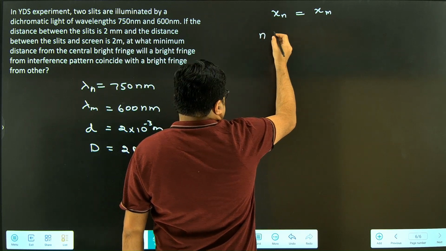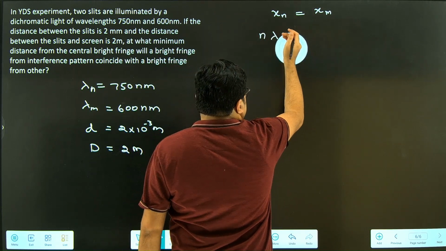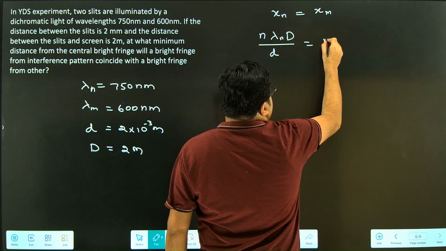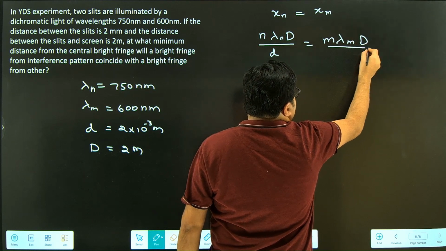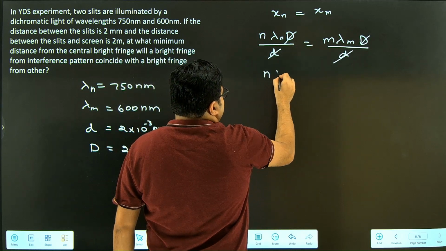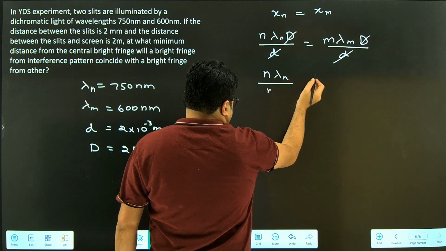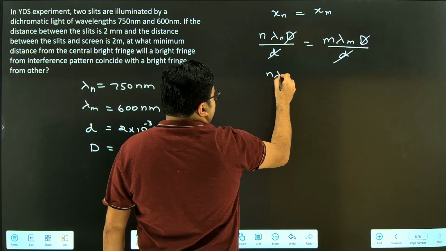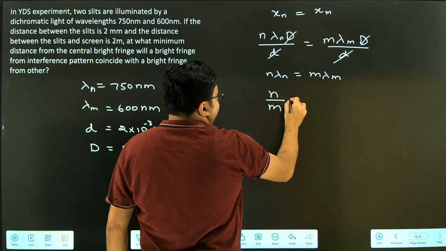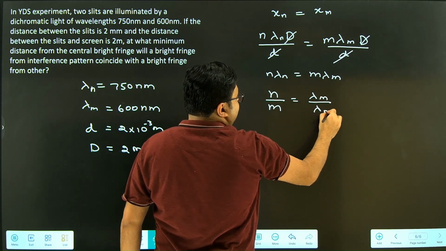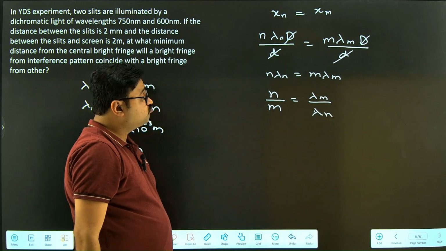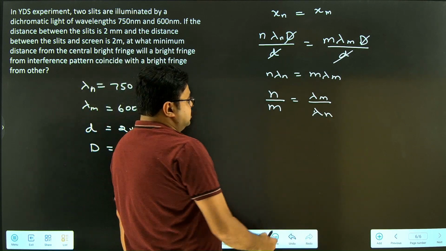Xn is n lambda n D divided by small d, and here you will have m lambda m D divided by small d. Do you see D by d gets cancelled on both sides? So we have n lambda n equal to m lambda m is all you will have. So what does n divided by m become equal to? It becomes equal to lambda m by lambda n. When that is the situation, you just substitute it here.